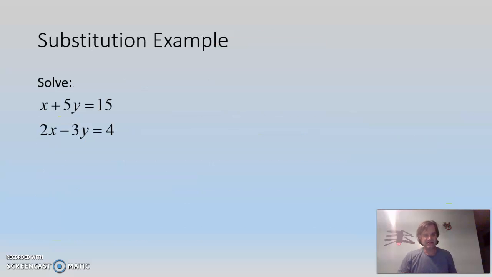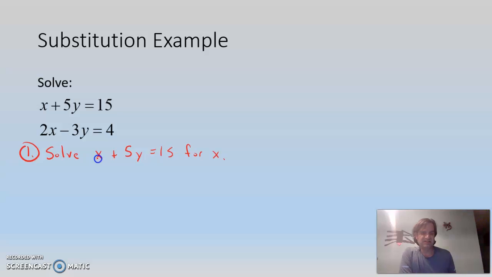So here's an example of one I have solved by substitution. And I just want you to be familiar with both methods. So I may not always tell you which method to use, but it's good to know both methods. So in the first one right here, I'm going to solve one equation for one variable. I'm going to take the first one, since I see that x there doesn't have a coefficient, and I'm going to solve the first one for x.